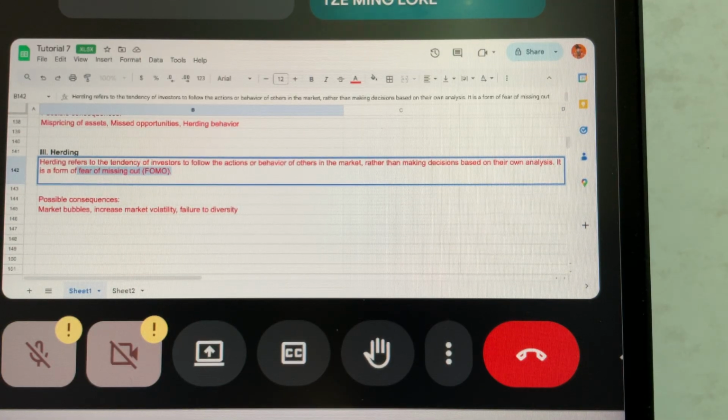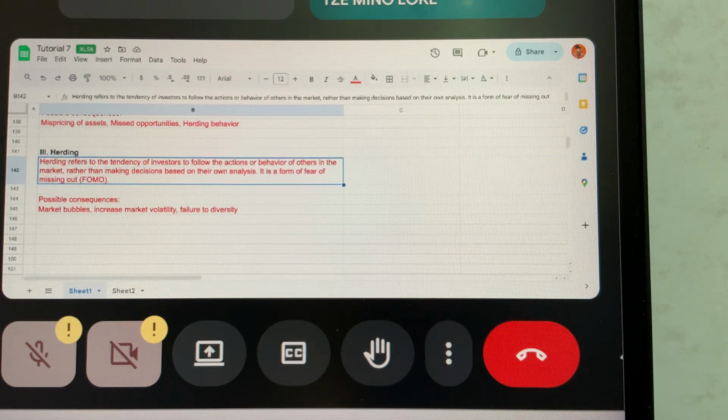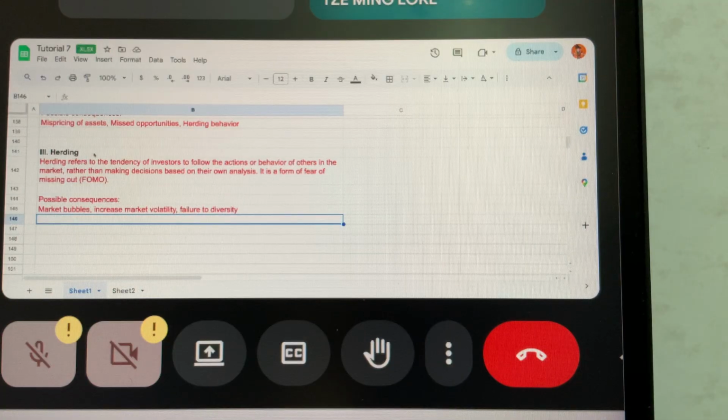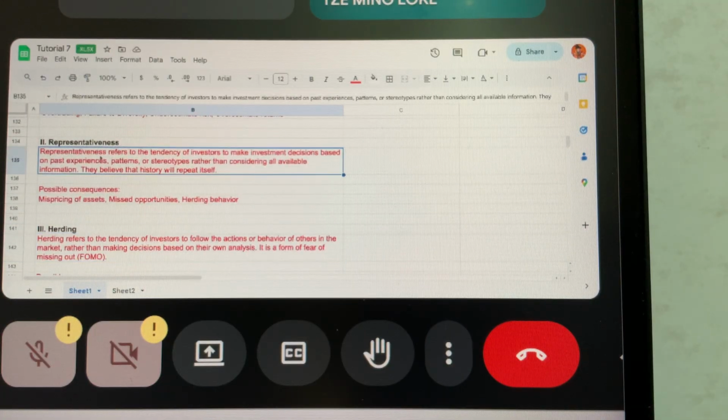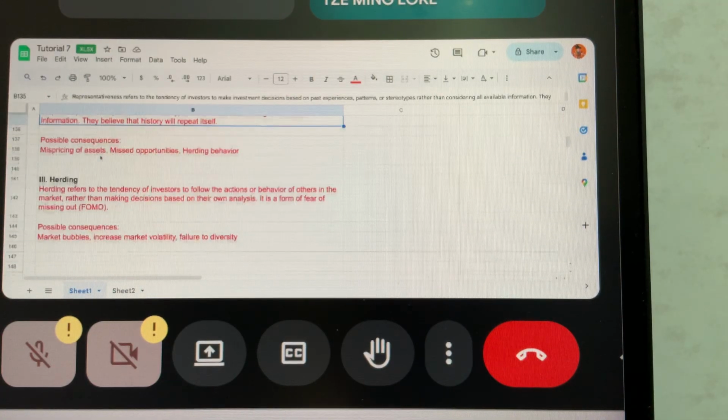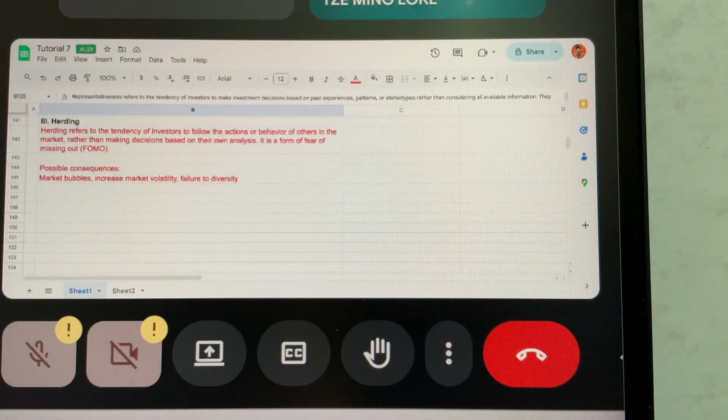So this is exactly what happened during the COVID, when everybody was buying glove stocks, and most people who bought glove stocks had no idea why they were buying. Okay, just because everybody else is buying and the stock keeps going up. So herding and representativeness, those are things that exist in the market.